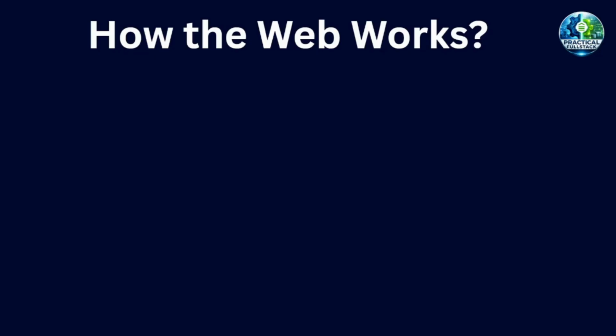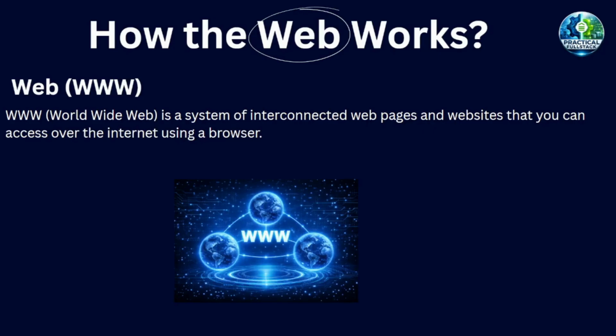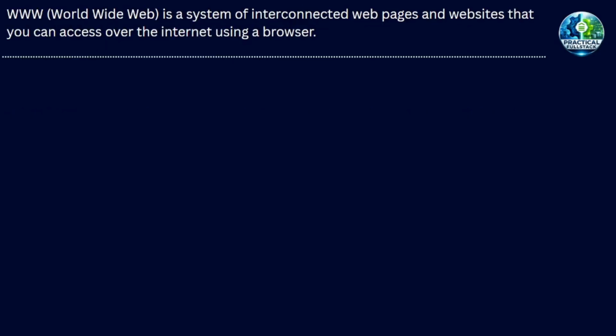Now, before we understand how the web works, we need to know what is a web, right? So, web or www, that is World Wide Web, is a system of interconnected web pages and websites that you can access over the internet using a browser. Before we fully understand this statement, we need to understand the meanings of different terms used in this sentence, like web pages, websites, internet, and browser.